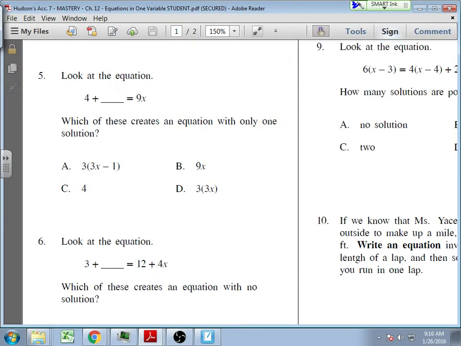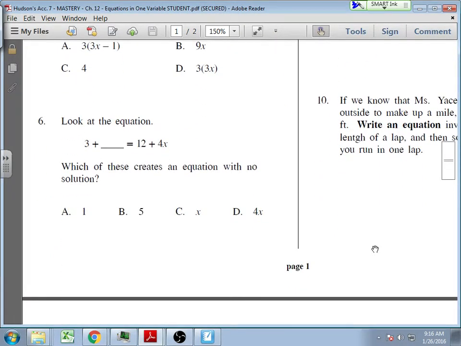In 6, we want it to have no solution. Who can remember what indicates no solution? Shahib? Okay, so the variables cancel out. Zach? If it's something crazy like -9 equals 8, or something that isn't mathematically possible. Yeah, something that's not true.